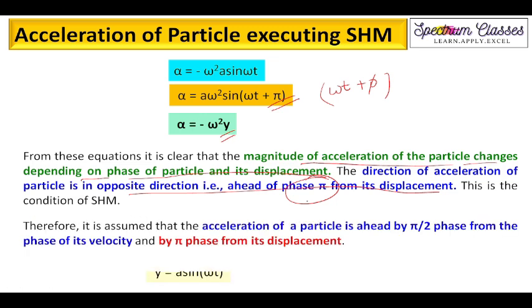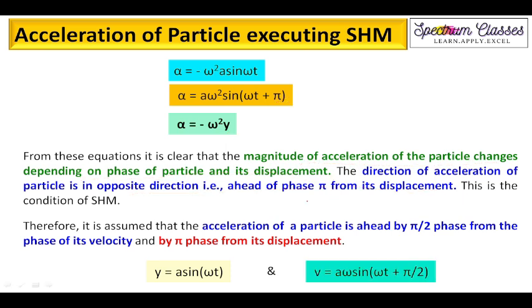We can also summarize here that for the displacement, omega t plus phi is equal to 0, and for velocity phi is equal to pi by 2. So velocity is ahead of the displacement by pi by 2, and acceleration is ahead of the displacement by pi.